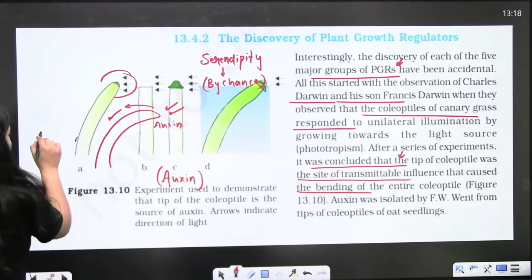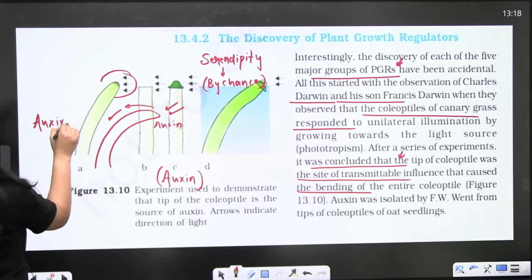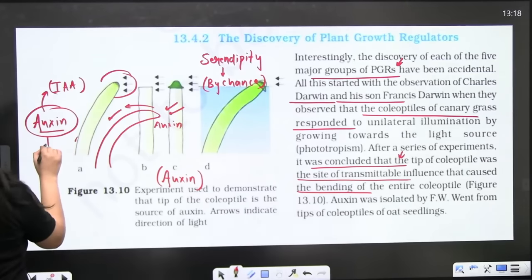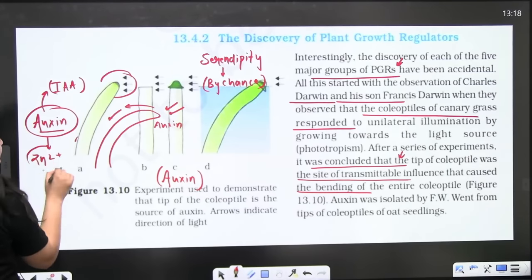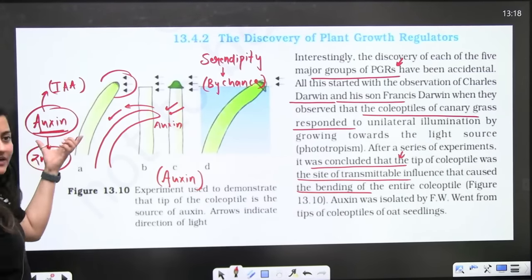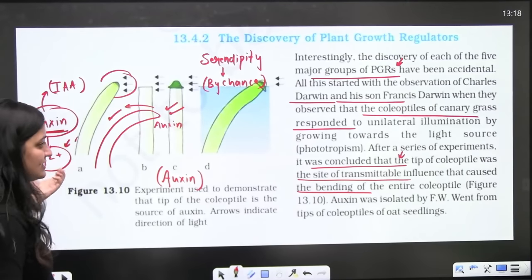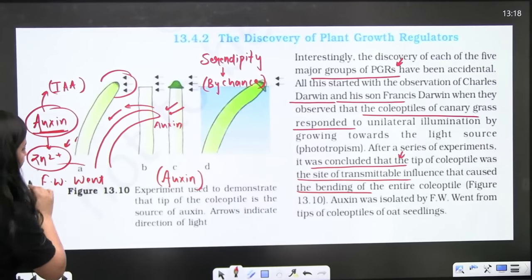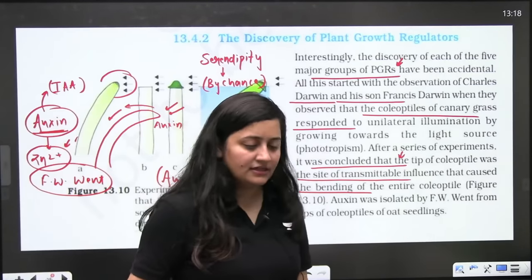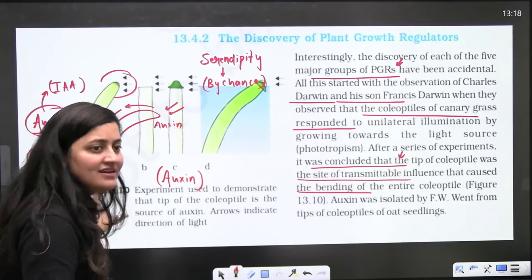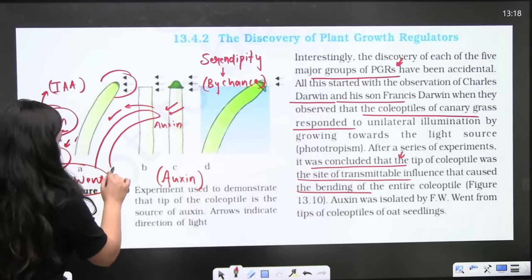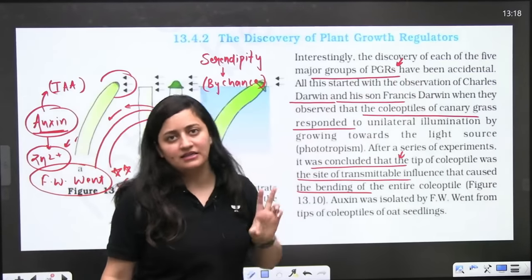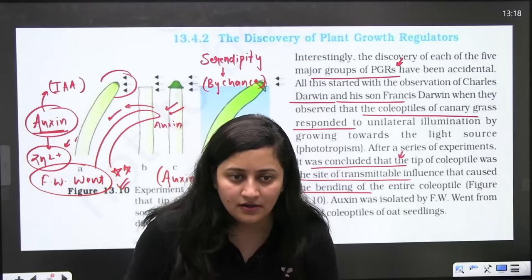The points you need to remember from this part: natural auxin is IAA, indole 3 acetic acid. For auxin, zinc ion is important for its formation. Tryptophan is the precursor of auxin. It was isolated by F.W. Went from oat seedlings, Avena sativa. It was isolated for the first time by Went, but who observed it first? Darwin and his son, in canary grass.